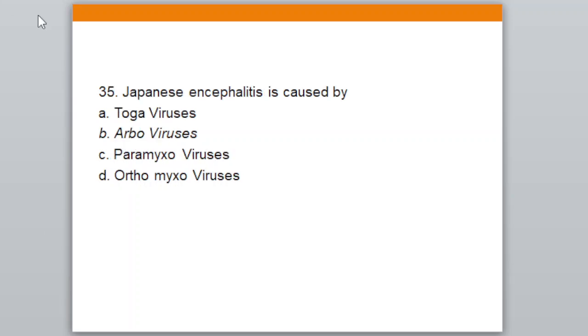Question 35. Japanese encephalitis is caused by A. Togavirus, B. Arbovirus, C. Paramyxovirus, and D. Orthomyxovirus. So your correct answer for this question is B, Arbovirus.